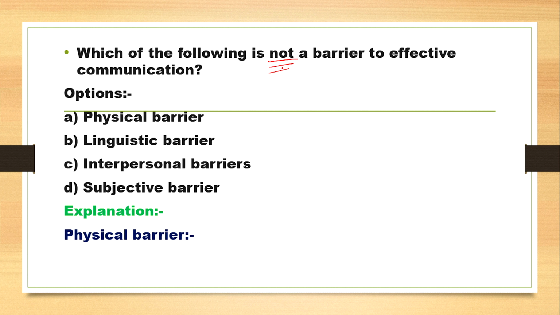So which of the following is not a barrier to effective communication means which communication is not a barrier in effective communication. Then what we have to do, we have to see which are barriers. Physical barrier, linguistic barrier, interpersonal barriers and subjective barriers. Now I am going to explain each and every option one by one, and then you will get clear the concept that how we can eliminate the options and how we can choose the most appropriate answer.